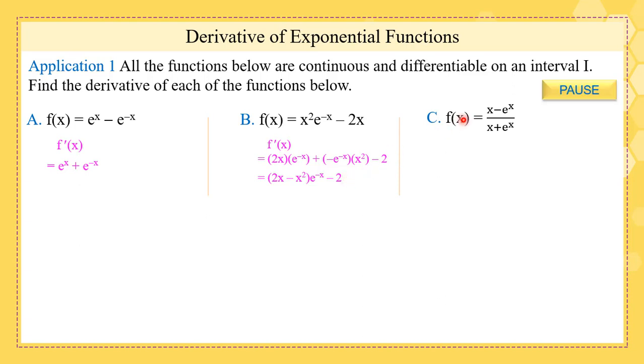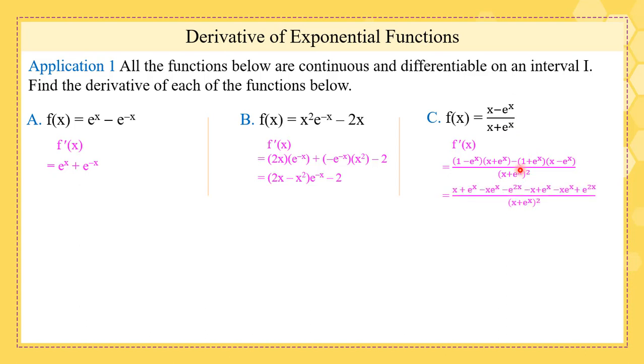Try to do this one alone. Well, this is of the form u over v, so it becomes u prime, which is 1 minus e^x, times v, minus v prime, which is 1 plus e^x, times u, over v squared. And if we expand the numerator, we get such an expression. After simplification, it becomes 2e^x minus 2x e^x over this quantity.